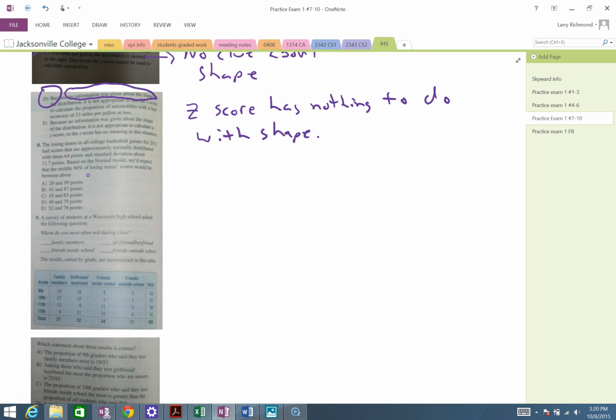Get to the question sentence first. Based on the normal model, so this time we are assuming normality, we'd expect the middle 90% would be between what? It says in 2011, approximately normal, mean of 64, standard deviation 11.7. Normal with a mean of 64 and a standard deviation of 11.7. Well, at this point, it should be like breathing.